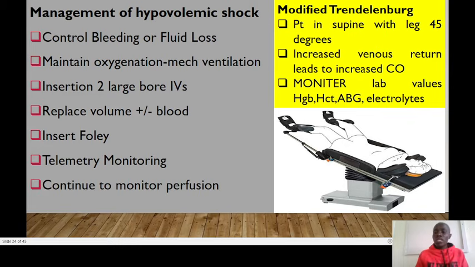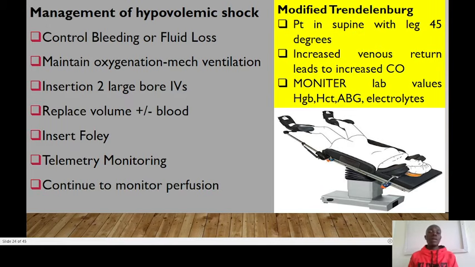So how do you manage it? You manage by controlling the bleeding or the fluid loss. You maintain oxygenation, possibly on a mechanical ventilator. You insert 2 large bore IV cannulas, like gauge 18, 16. You replace the volume with fluids and blood. It could be between crystalloids and colloids. You also insert a Foley catheter to monitor urine, do telemetry monitoring, and continue to monitor perfusion.